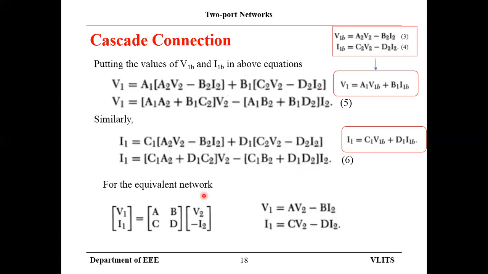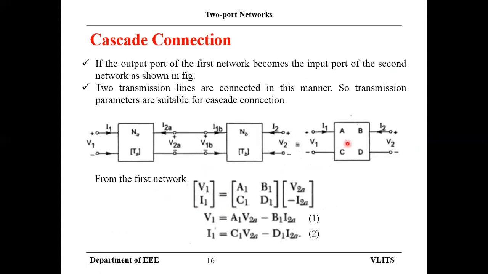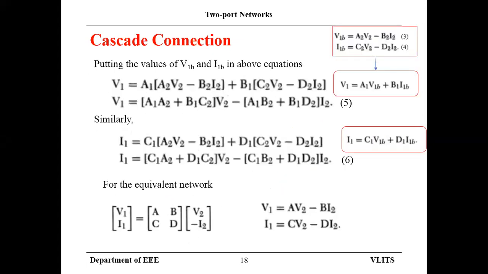Then for the equivalent network, the parameters we are considering are A, B, C, D, and the input current and voltage are V1, I1, and the output current and voltage are I2 and V2. So if you write the equations for this equivalent network, here also we have to write the input voltage and input current equations in terms of output voltage and output current.